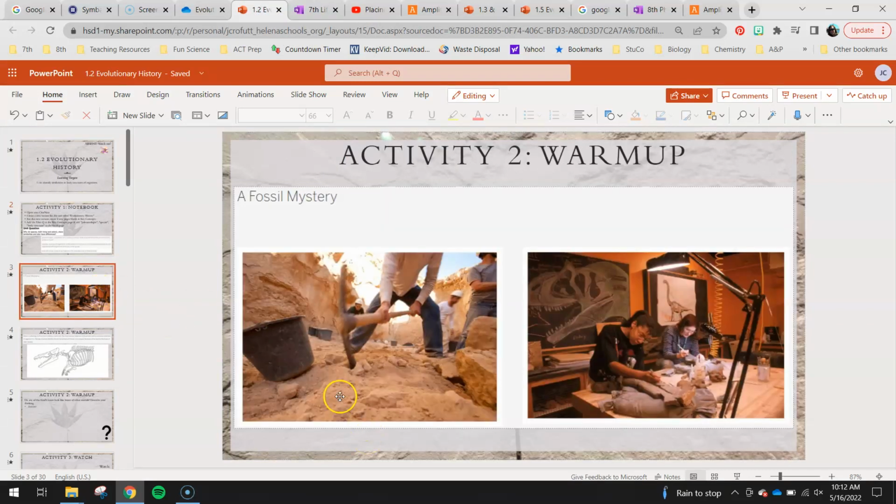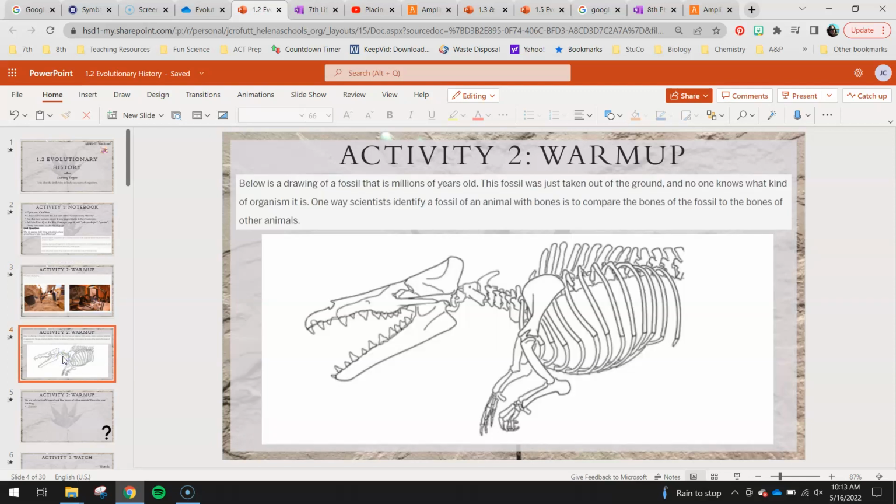You have a warm-up for today. You can see you've got a little paleontologist out here digging. They've unearthed some fossils, so they're looking at those fossils. What we're going to find in this is what we call a mystery fossil. Throughout this whole unit, you will be trying to place the mystery fossil and figure out which it's more closely related to. Your 3 options will be crocodiles, wolves, or whales. This is a diagram of what your mystery fossil looks like.